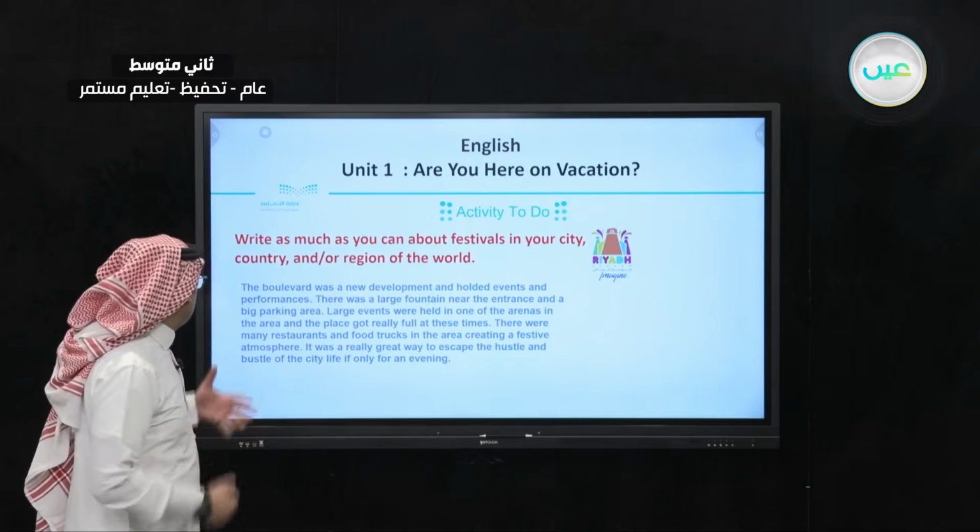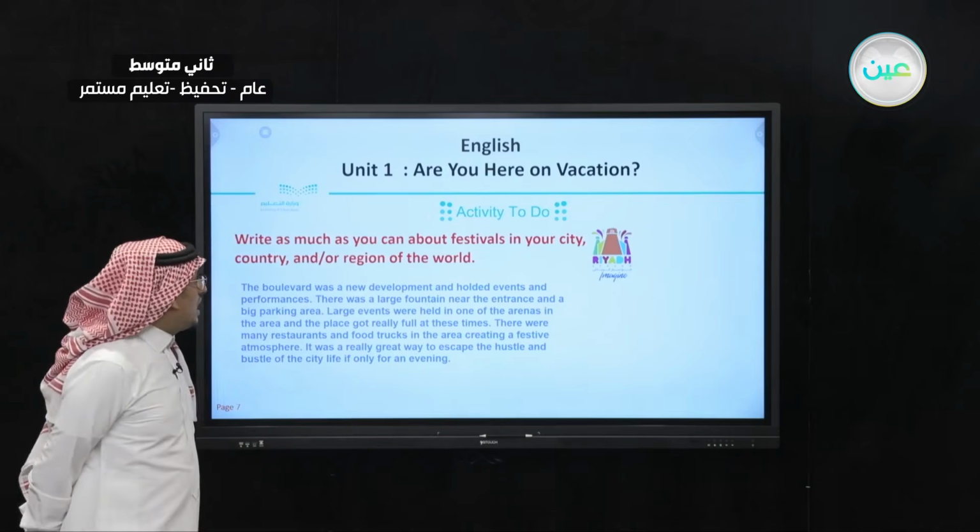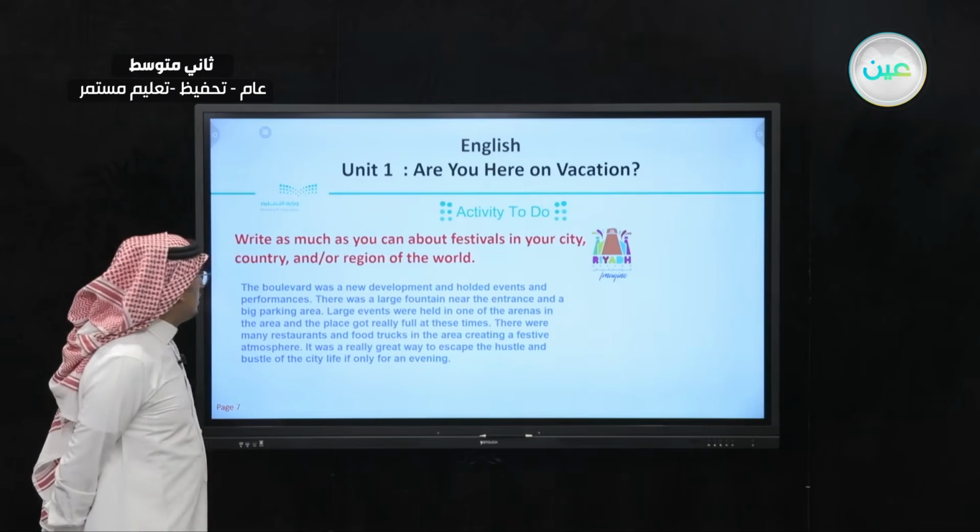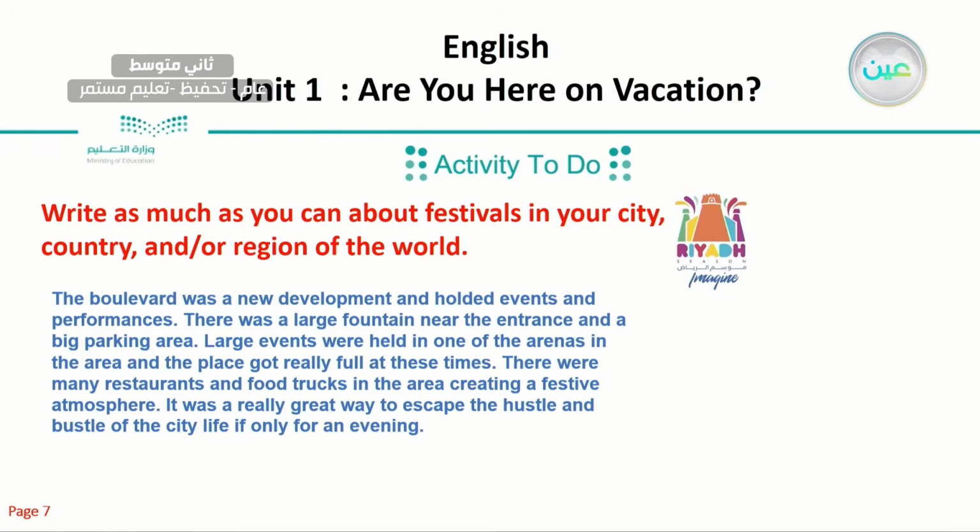Let's read them together. The boulevard was a new development and held events and performances. There was a large fountain near the entrance and a big parking area. Large events were held in one of the arenas in the area, and the place got really full at these times. There were many restaurants and food trucks in the area, creating a festive atmosphere. It was a really great way to escape the hustle and bustle of city life, if only for an evening. Okay, that's the idea of this activity.